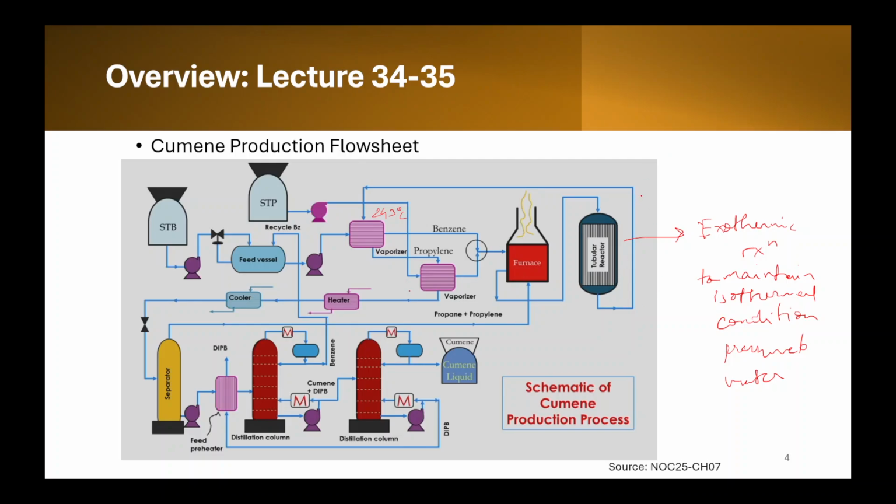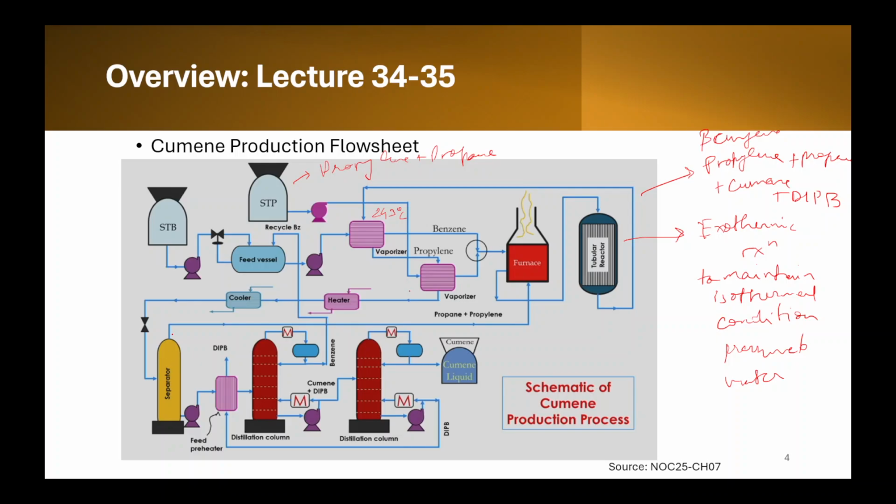Your reaction effluent will basically have some benzene, some propylene, and this propylene is not pure propylene from the storage, it is propylene plus propane. Propane is just there; it does not react. There is no reaction taking place with it. So there will be some propane as well, and there will be cumene because the reaction has taken place, and there will be DIPB.